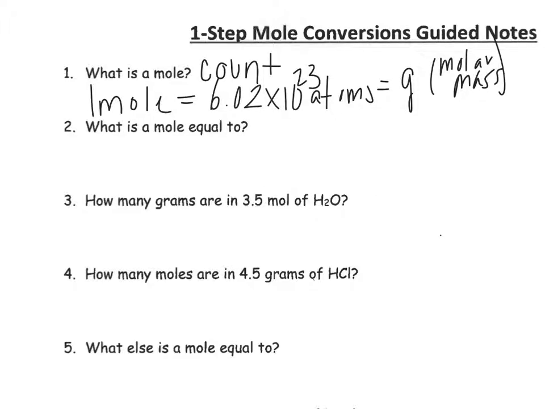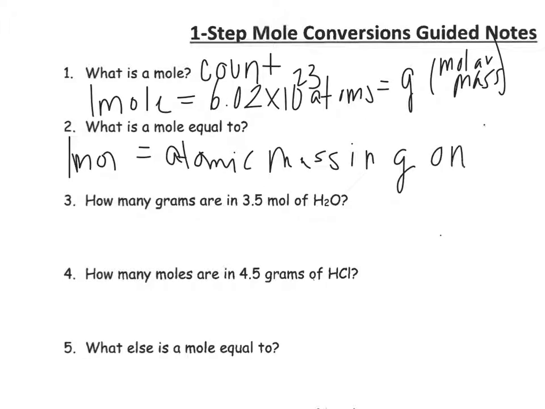All right? So 1 mole of anything is equal to its atomic mass in grams on the periodic table. So we're going to do one-step mole conversions, which is just on and off my Mole Island. Anytime you see grams, that should tell you one very important thing: molar mass. Molar mass is the sum of all the masses in the formula in grams.